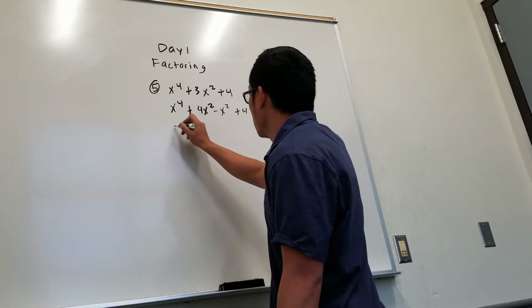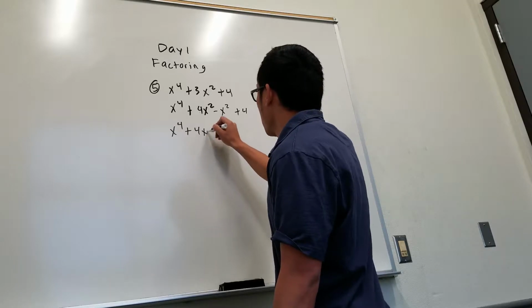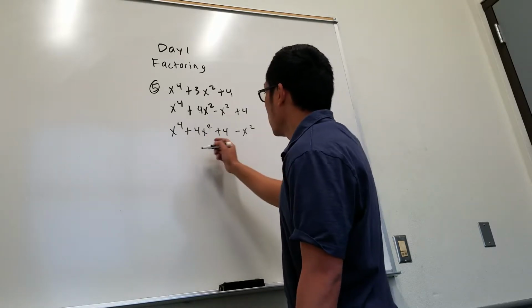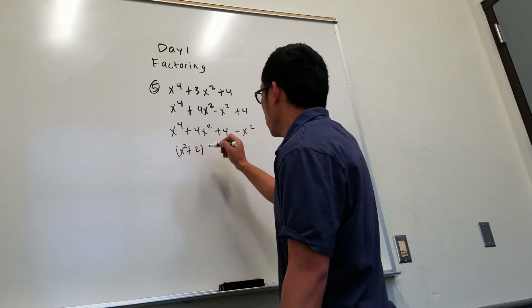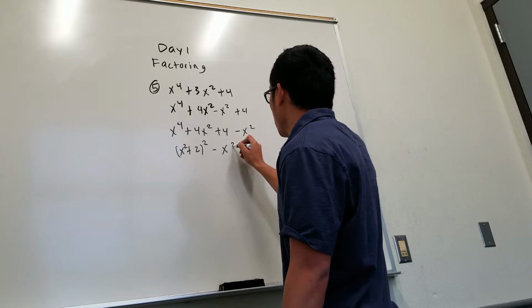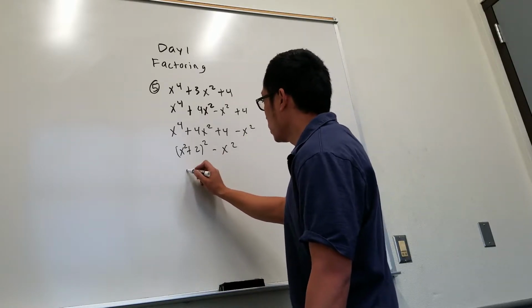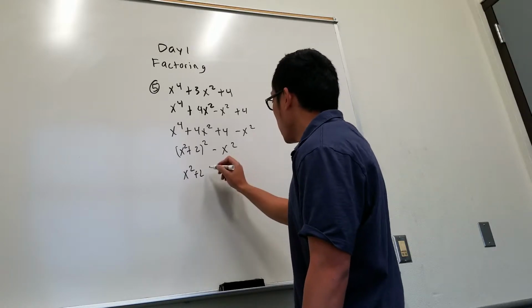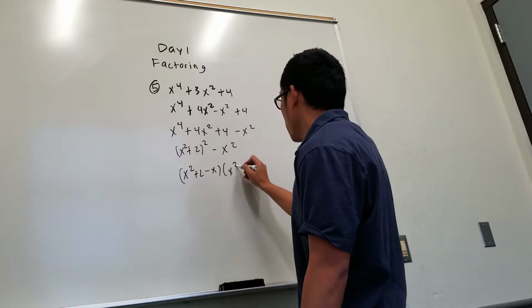So I notice here you have x to the 4 plus 4x squared plus 4 minus x squared. I just rearranged them. Now I can see this is a perfect square. This is x squared plus 2, squared, minus x squared. Now in this form, this is a squared minus b squared. My a is going to be x squared plus 2. My b is going to be x. So a minus b, then we have a plus b.